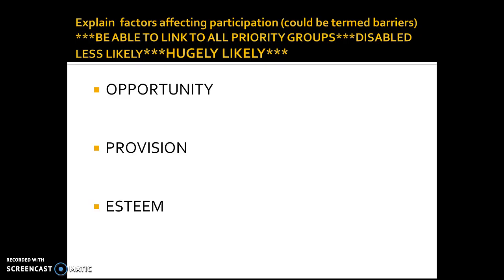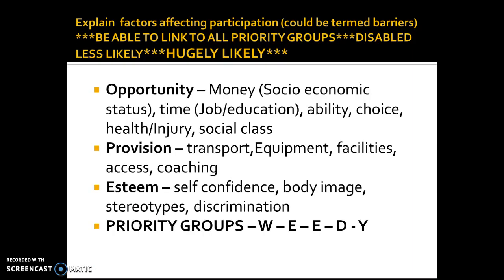Can you get 12? Okay, can you think of 12, maybe more, things that prevent people from participating in physical activity? Okay, so you've got it on here then. So you've got money. Okay, so your socioeconomic status could stop you from having a gym membership. Time, if you have a full-time job or a part-time job, full-time education, that could stop you from playing sport. Ability, if you have low ability levels in complex sports such as things like golf, it might stop you from taking part. Choice, you might choose not to take part due to peer pressure.